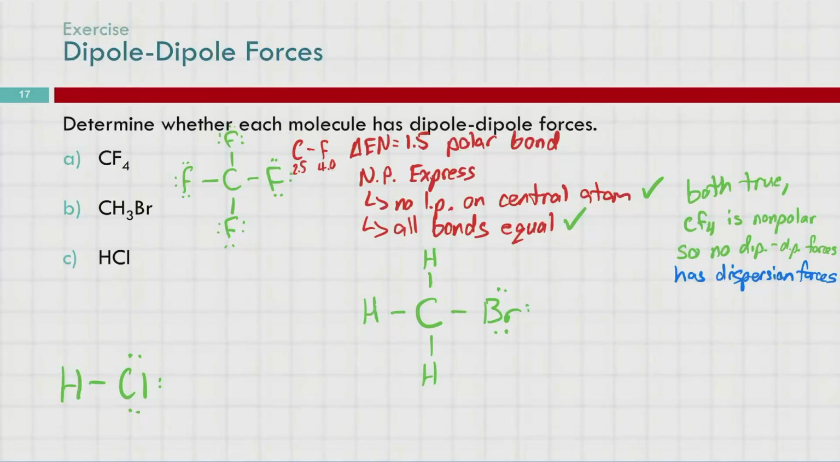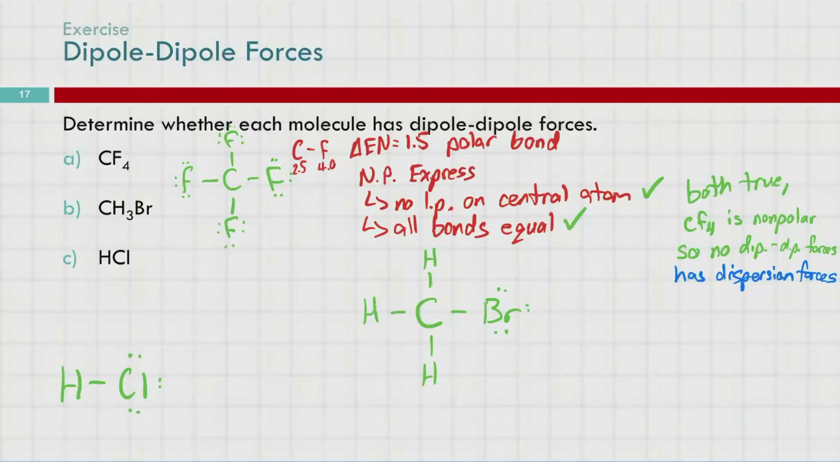All the students in the class are alive because, I mean, there's lots of reasons to say you're alive, but you're all breathing. That would be one of the conditions for being alive, is that you're breathing. CF4 has dispersion forces because everything has dispersion forces. So that's how we know that it has dispersion forces.